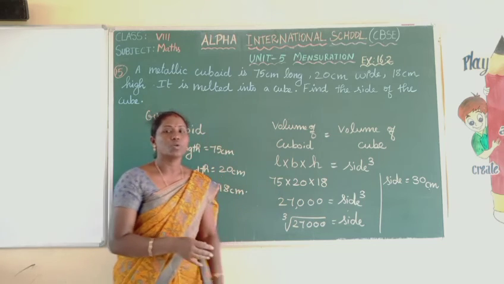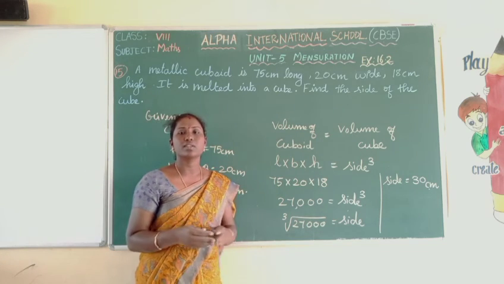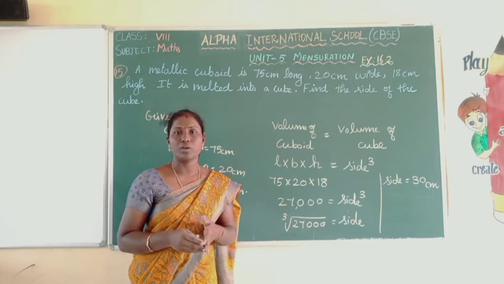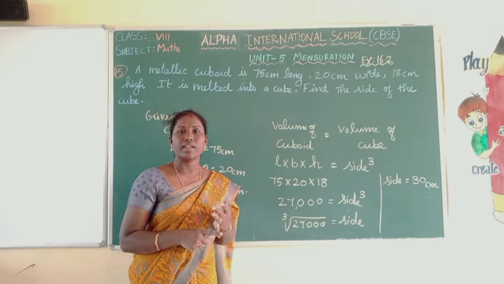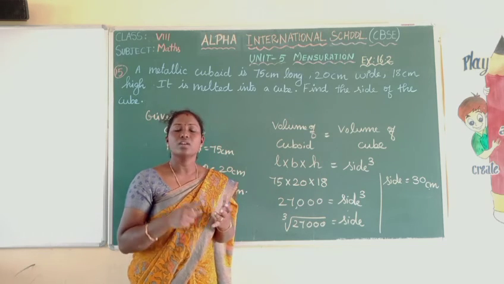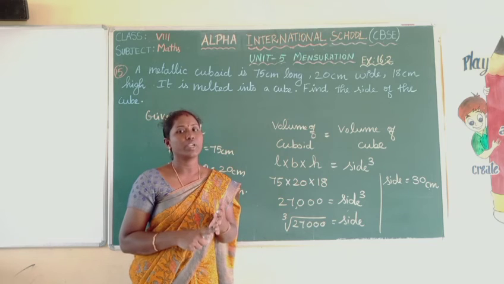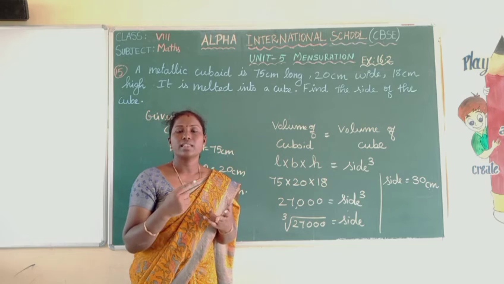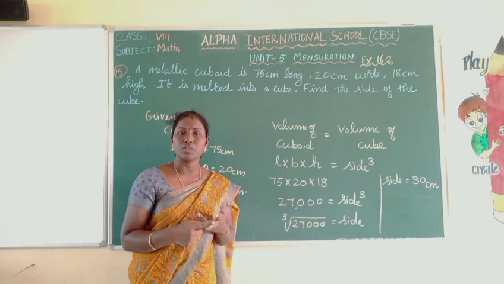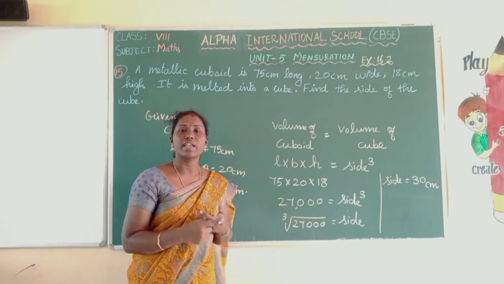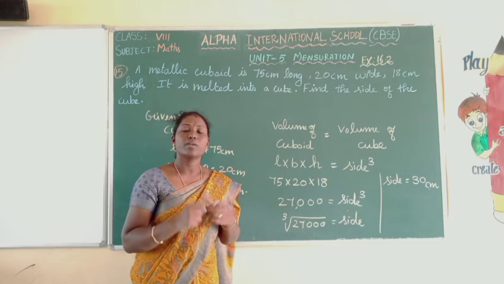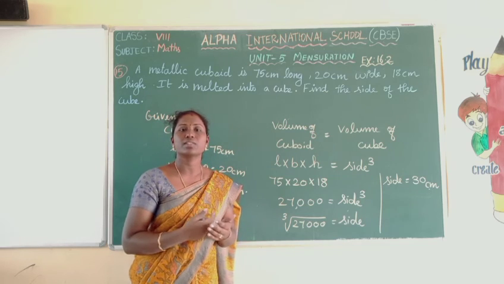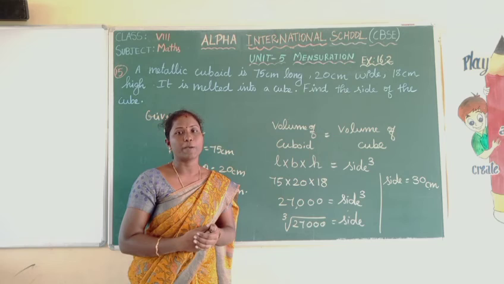Okay, children. So today in this class we have discussed the formulas of cube. Total surface area is 6 into side square. Lateral surface area is 4 into side square, the length of the diagonal is side into root 3, and volume is side cube cubic units. And in the previous class we discussed the cuboid.